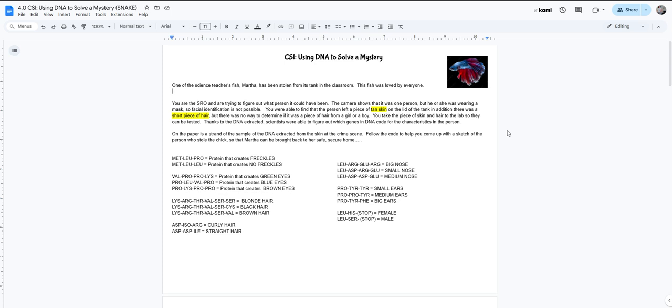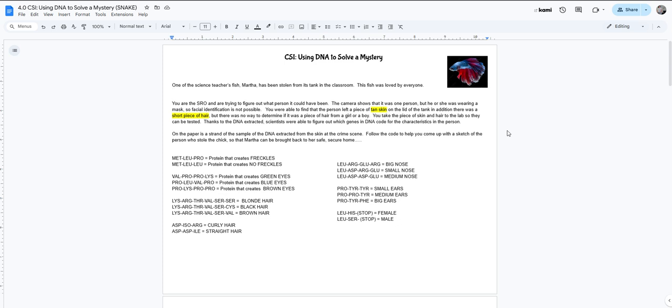and in addition, there was a short piece of hair, but there was no way to determine if the piece of hair was from a girl or a boy. You decide to take the piece of skin and hair to the lab so they can be tested. Thanks to DNA extraction, scientists were able to figure out which genes in the DNA code for characteristics in the person. On our paper, on the next page, we will have the sample of the DNA.